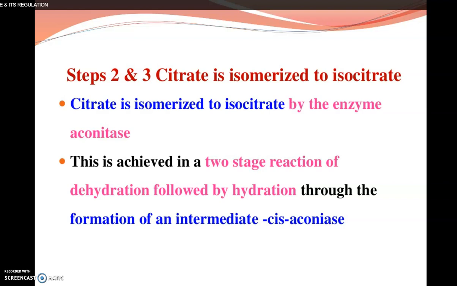Step 2 and 3. Citrate is isomerized to isocitrate. So citrate is isomerized by the enzyme aconitase. This is achieved in a two-stage reaction of dehydration followed by hydration through the formation of an intermediate, cis-aconitase.